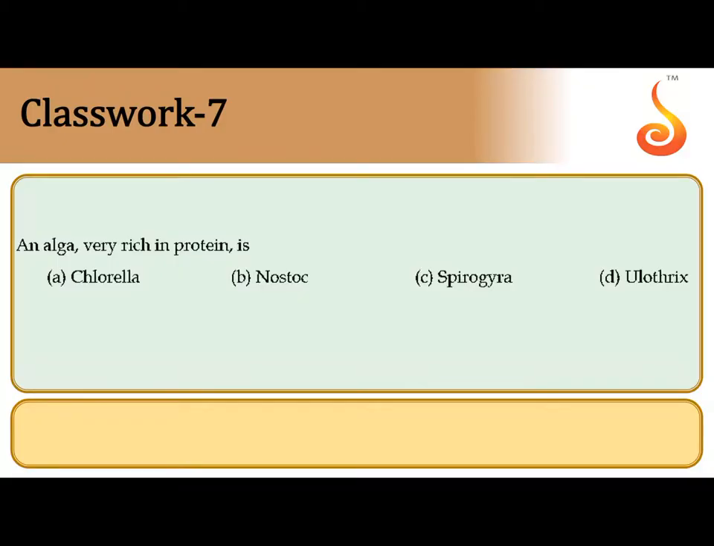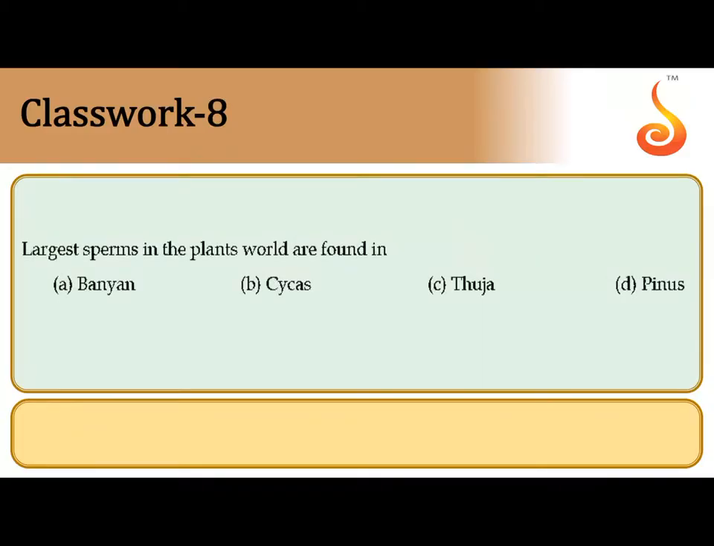An alga that is very rich in protein is a unicellular non-motile alga which is referred to as chlorella. It is used as a protein supplement, okay? Single cell protein. Largest sperm in the plant world: the largest top-shaped multinucleate sperm are seen in cycas, that is, the fruitless but seed-bearing plants which are referred to as the gymnosperms. Okay, so the answer is gymnosperm.